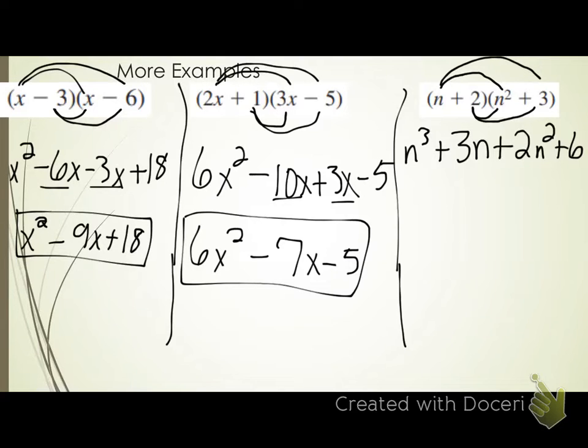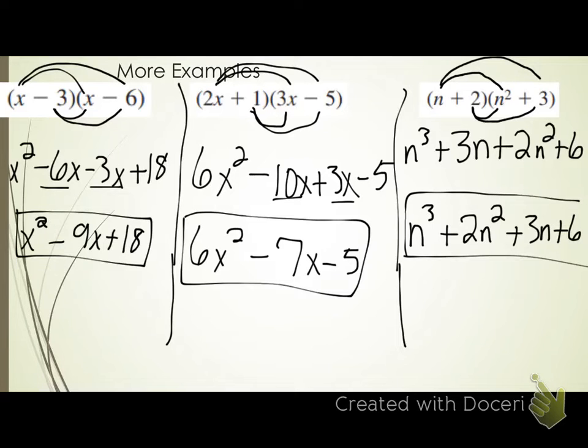Is this in standard form? No. Why not? Because my exponents aren't decreasing from left to right, are they? No. So how would I write this to get it in standard form? N cubed, because that's my biggest exponent, plus 2N squared plus 3N plus 6. Is that now in standard form? Yes. Exponents are now decreasing from left to right.